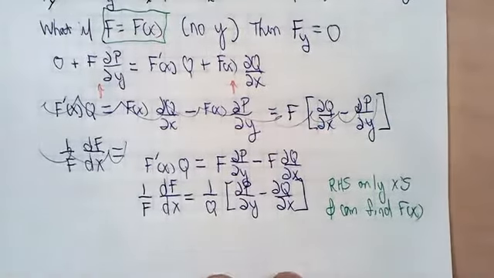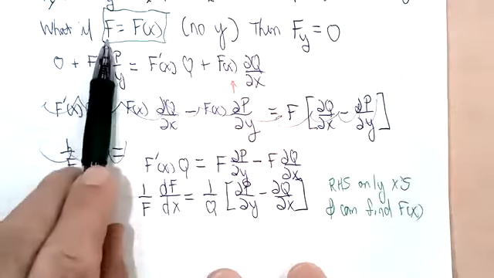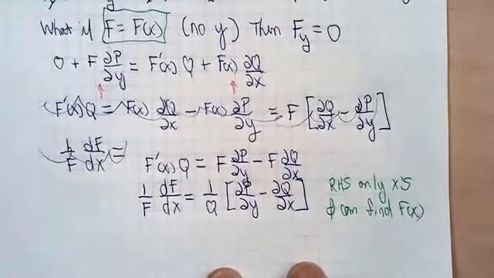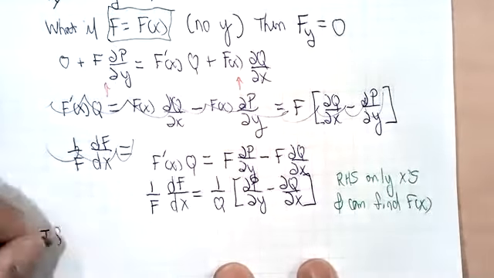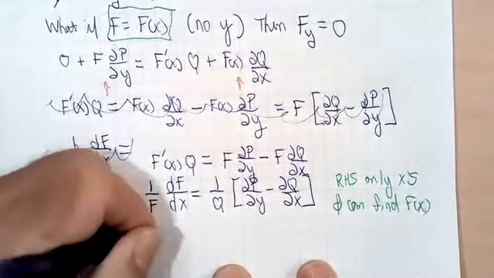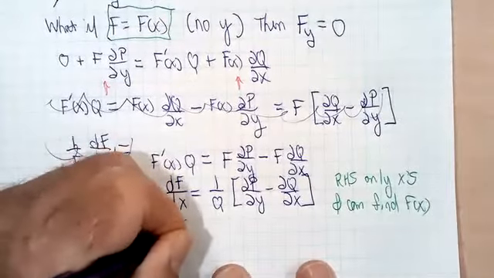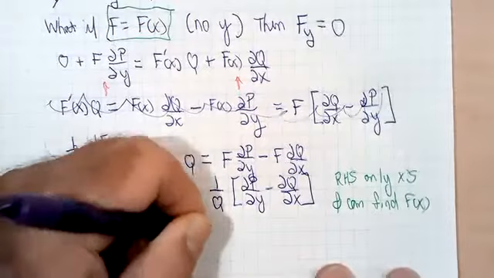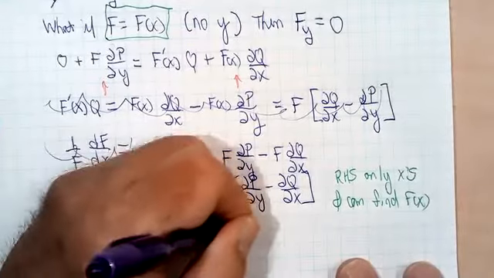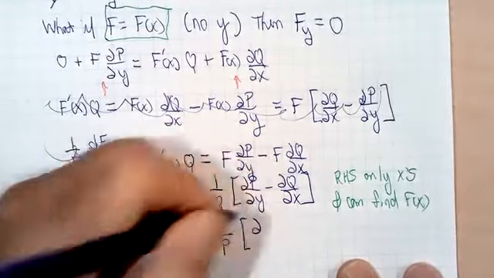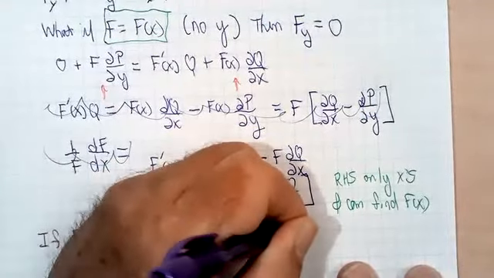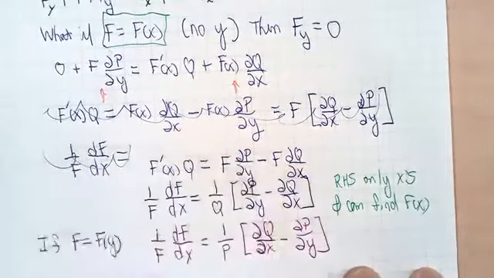Now, if you make the opposite assumption, you could assume that f is a function of y alone. If you do that, then you'll get a similar formula. If f is a function of y alone, then 1 over f df dy equals, I think this one goes to 1 over p. Yes. 1 over p partial of q with respect to x minus partial of p with respect to y. These two flip.